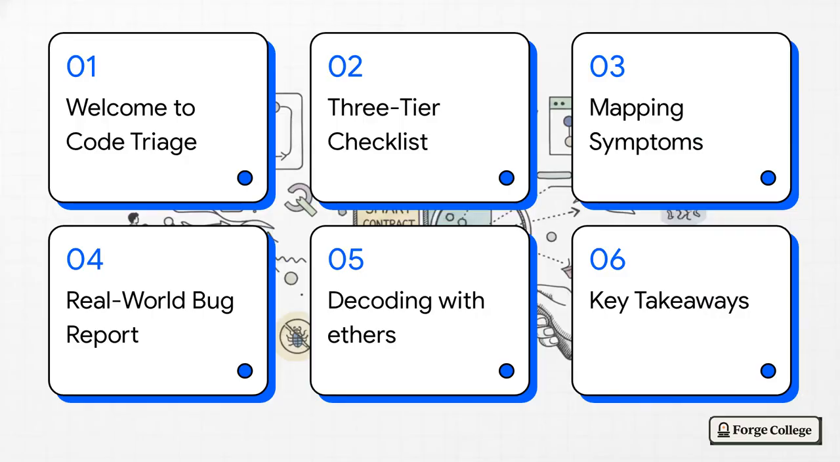Here's our game plan for today. We'll start with an intro to code triage, move right into our core framework, which is the three-tiered checklist, and then learn how to map specific symptoms directly to diagnostic actions. After that, we'll walk through a real-world bug report to see it all in practice, dive into some actual decoding with ethers.js, and finally wrap up with our key takeaways.